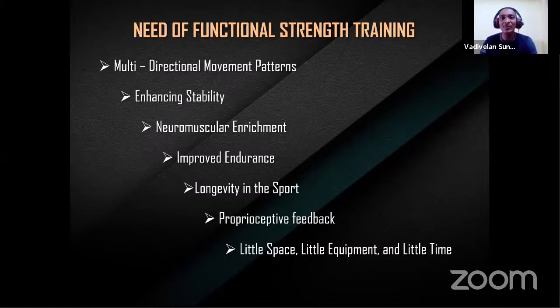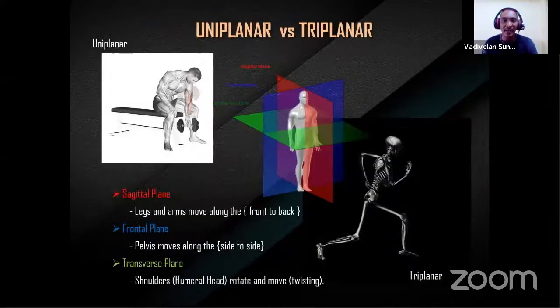So then, what's the need for functional strength training in sports? Why is it needed? Here I have almost six or seven components to explain why it's needed in sports training. The first one is, shall we proceed with the slide? The first one is multi-directional movement. With functional strength training, we get multi-directional movement.